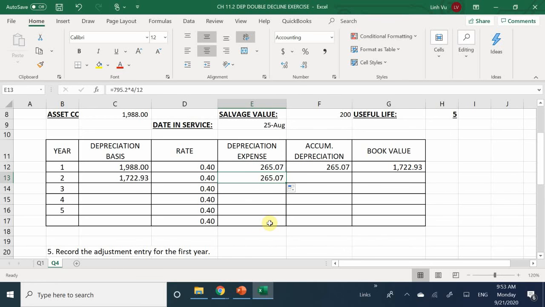Oh, whoa. My formula did not go through in this case. 1,722.93 times 40%. Okay, so what did you guys get? I got 689.17. That's what I got. Good. Okay. So, Lynette, did you get the same answer? No, I was just calculating. I'm sorry, I didn't get the answer. Okay. What about Mia, Vina? Did you guys? I got 689.17 as well.